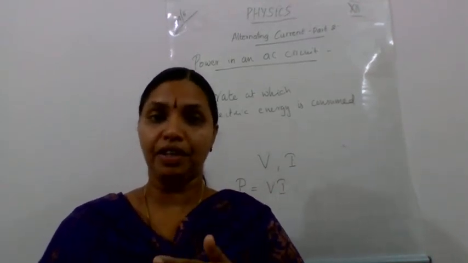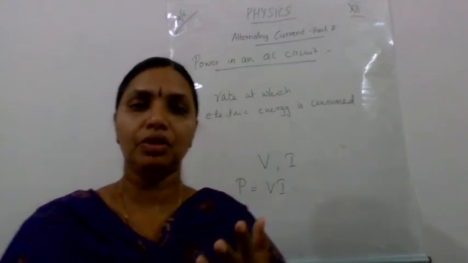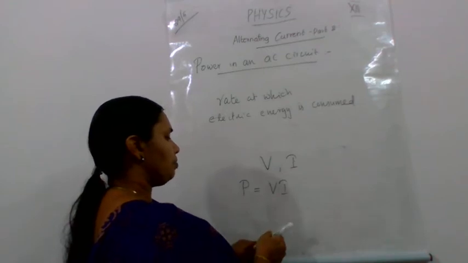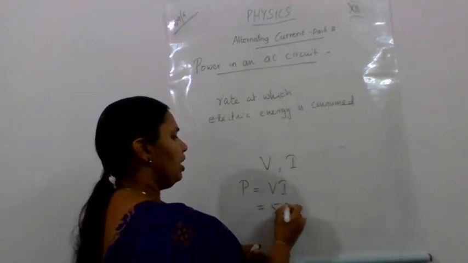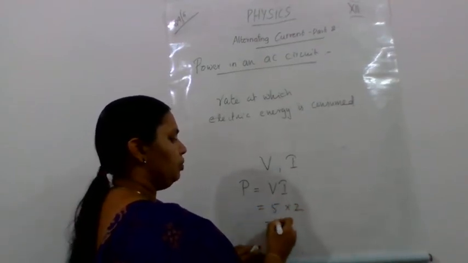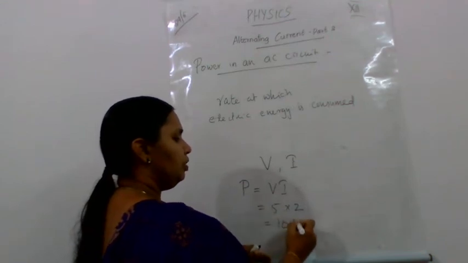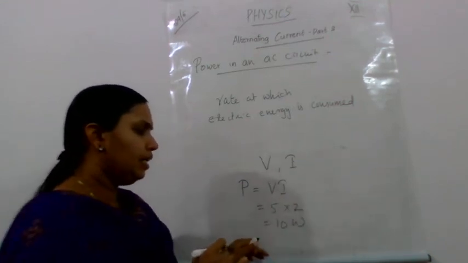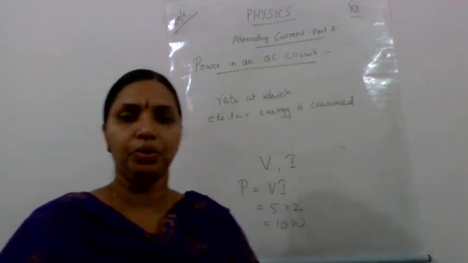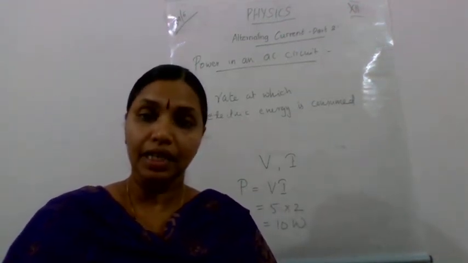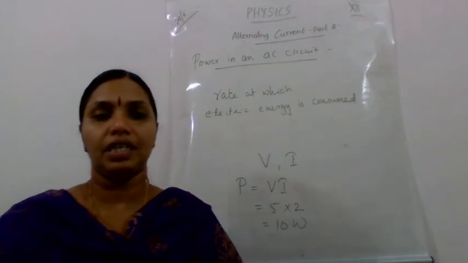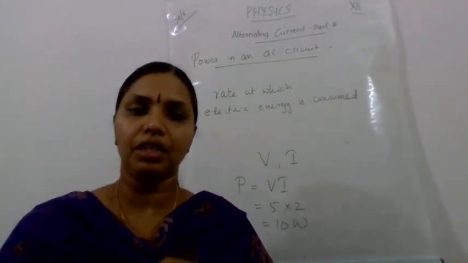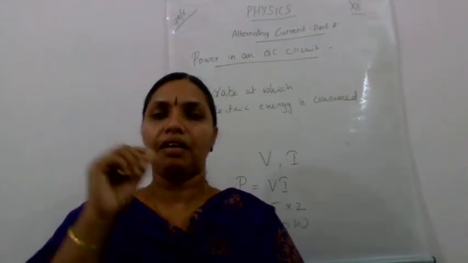And how is it different from DC? In DC, no problem. If there is a 5 volt potential and 2 ampere current, then the power consumed is equal to 10 watt, that is 10 joules per second. But in AC, we know it is instantaneously varying. It is sinusoidally varying with time. So we can find out now.